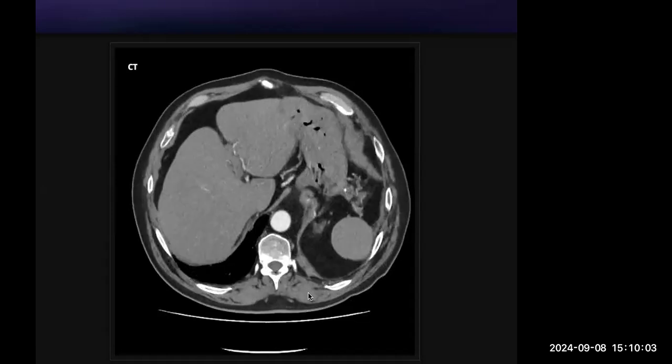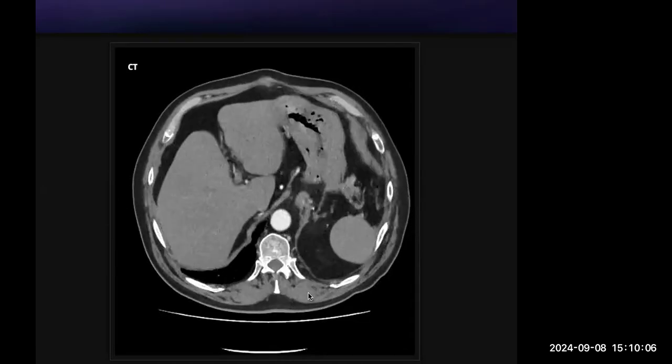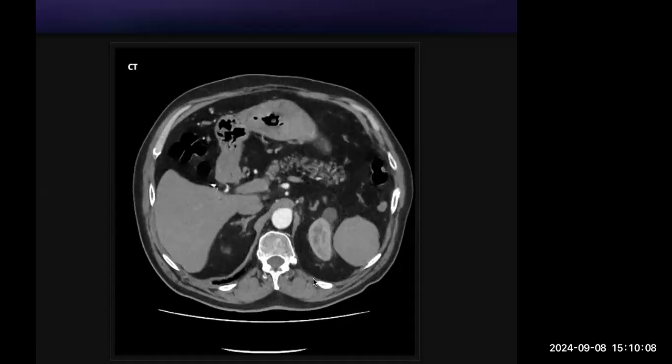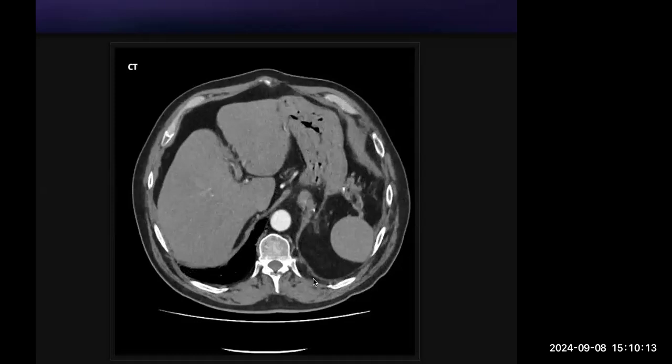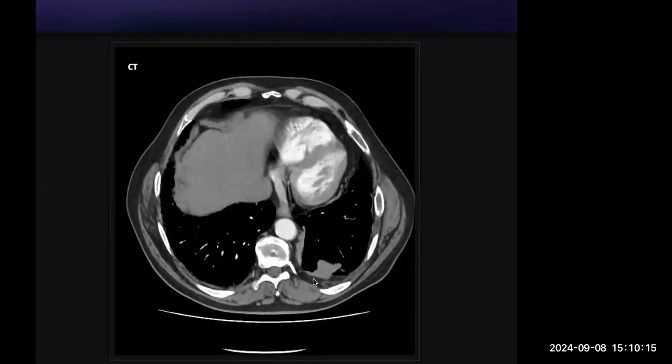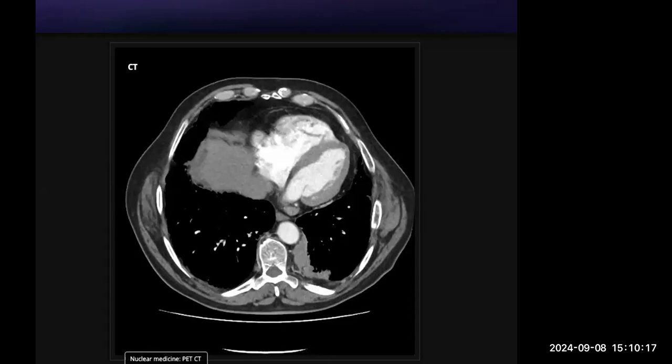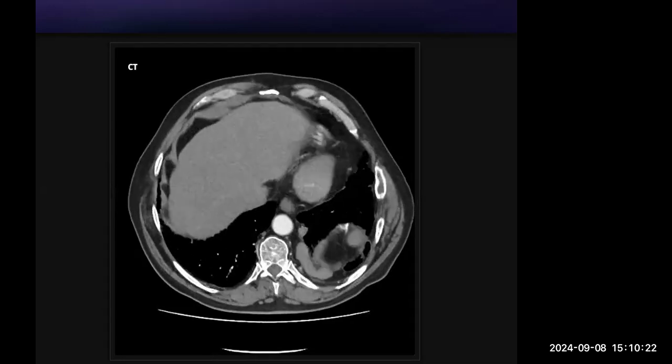These are my primary differentials. To confirm my findings, I would recommend a nuclear scan, like a sulfur colloid scan, and would inform my findings to the referring team. And also refer this patient to the gastroenterology department, or the hepatobiliary department, for further evaluation, and discuss in the MDT meeting regarding the further course of management.